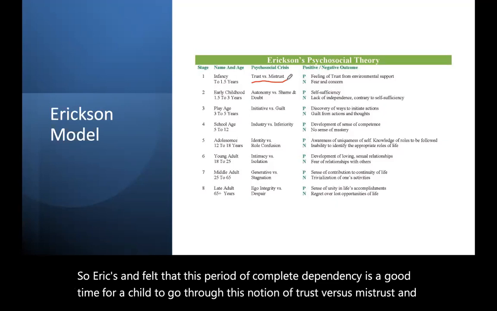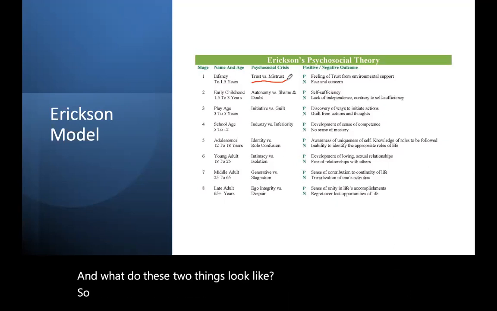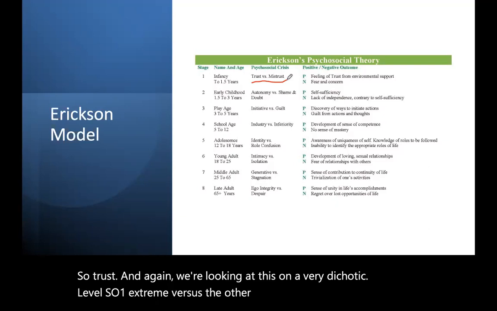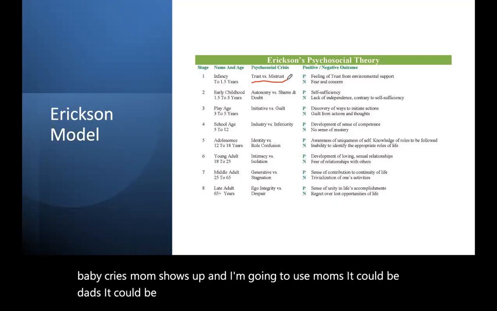And what do these two things look like? So trust, and again, we're looking at this on a very dichotomous level. So one extreme versus the other extreme. On the level of trust, it's baby cries, mom shows up, and I'm going to use moms. It could be dads, it could be caregivers, but I like moms.